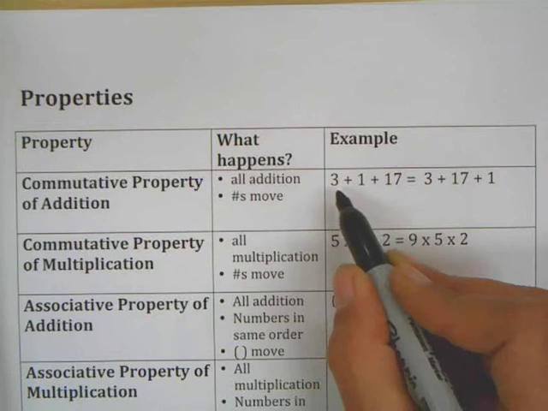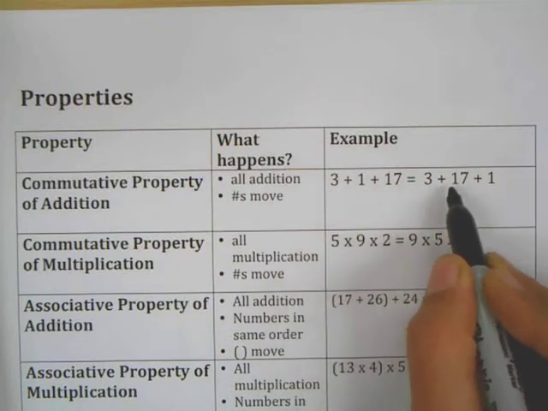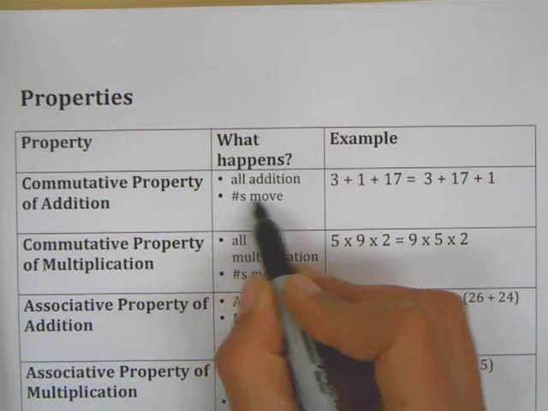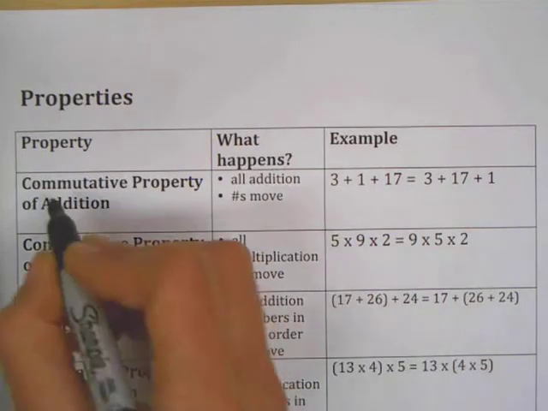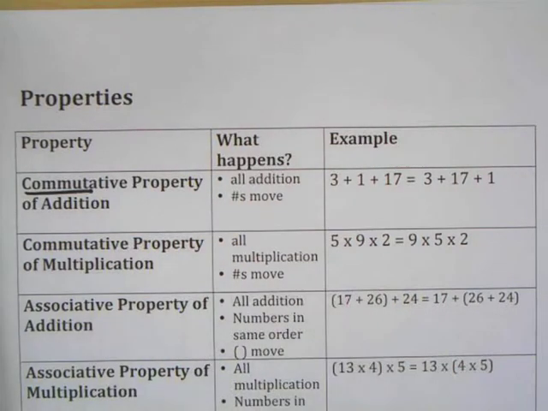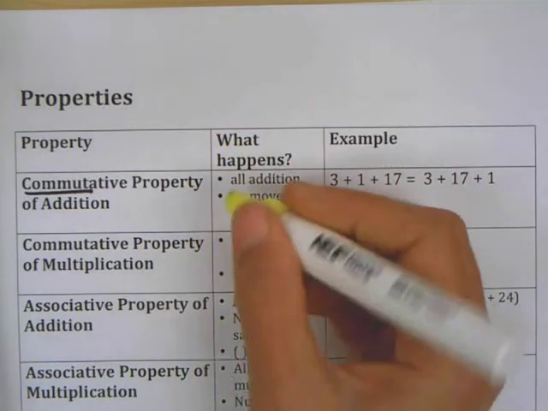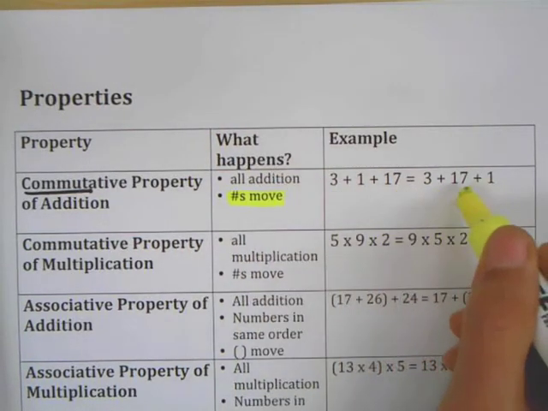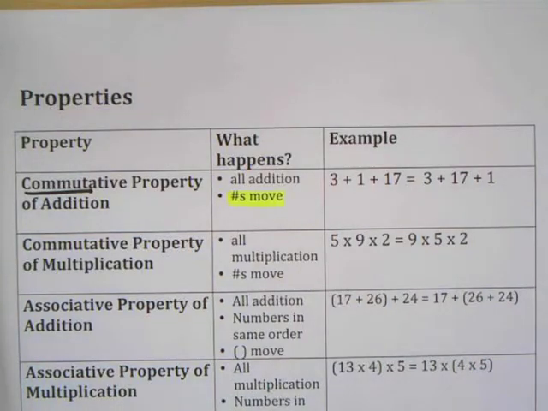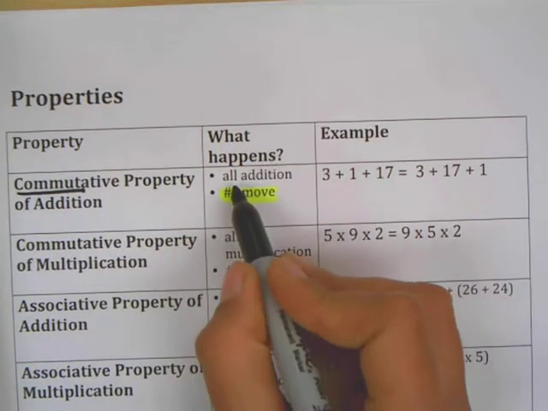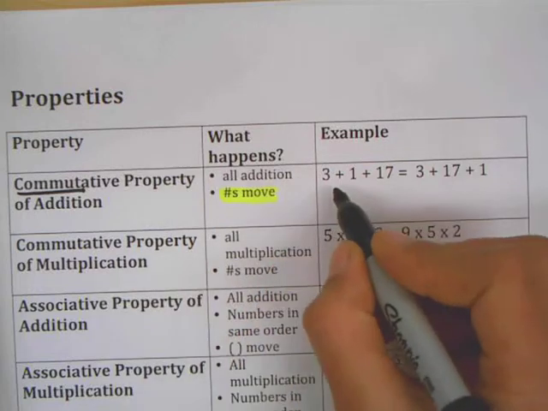So, for example, look at these numbers, 3, 1, 17, 3, 17, 1. So here what's happened is the numbers have moved. And if you've learned about, like, your parents might commute to work, this is the commutative property, okay? So the numbers move. You can use this, the commutative property of addition. You use it when there's all addition.